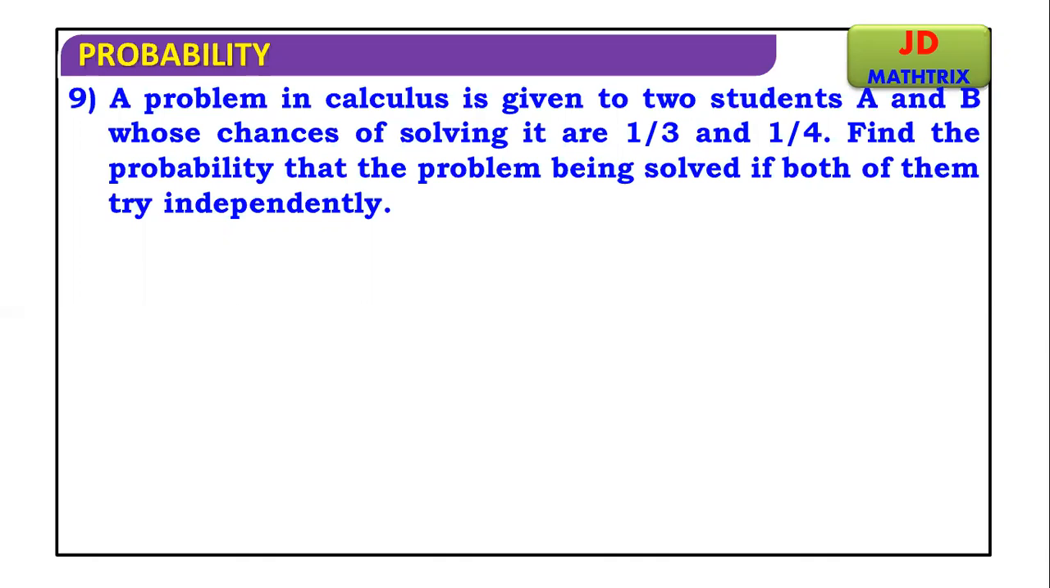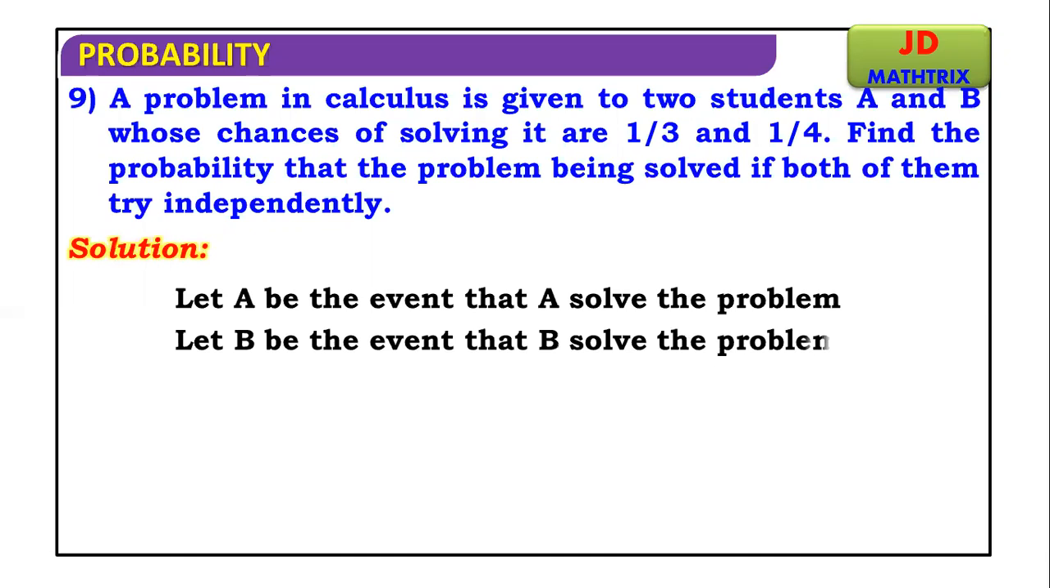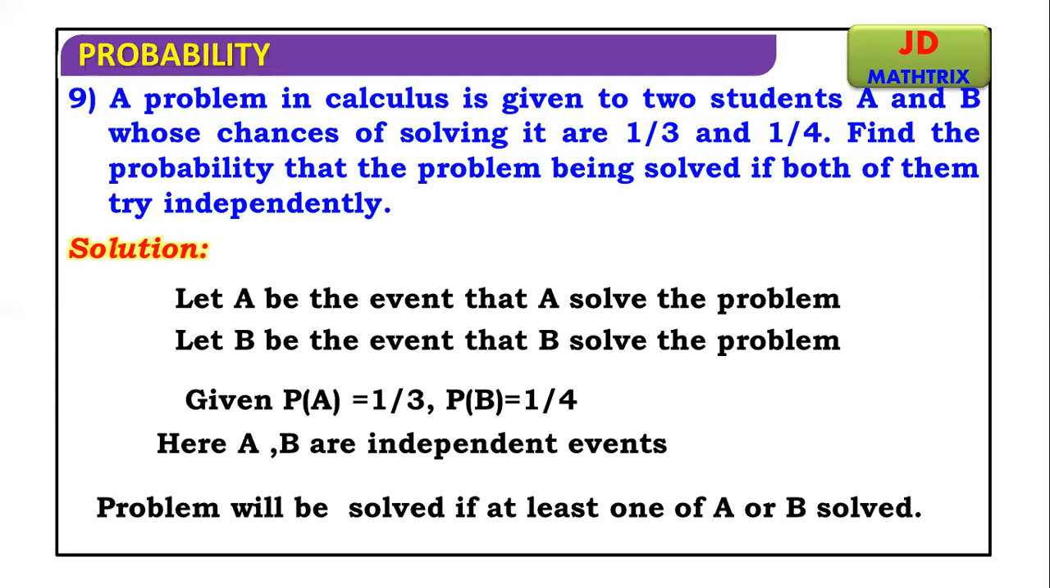Now first of all, let us define the events. Let A be the event that A solves the problem, B be the event that B solves the problem, given P of A equal to 1/3, P of B equal to 1/4. So here A, B are independent events. Already we are given because both of them try independently. So hence the events A, B are independent. So the problem will be solved if at least one of A or B solved the problem.